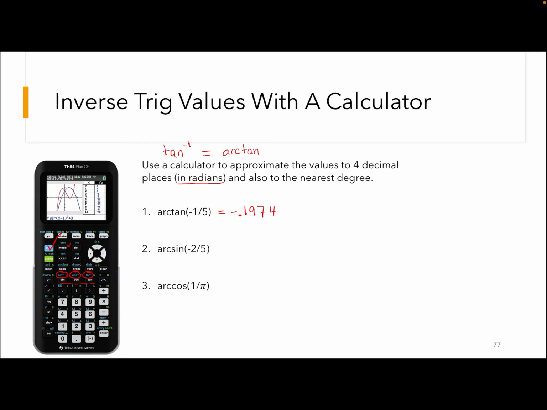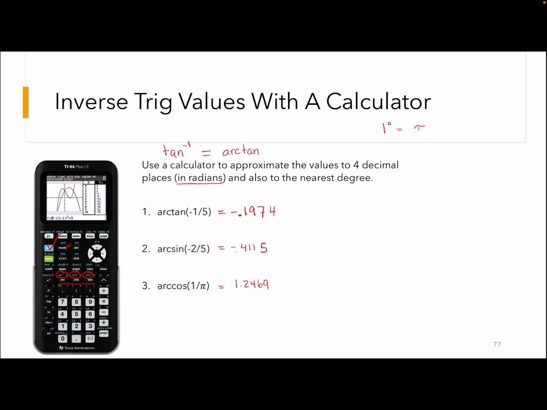So then if we did arc sine of -2/5, that's going to give us -0.4115. And then arc cosine of 1 divided by pi, I get 1.2469. So now we have to also give these in the nearest degree.